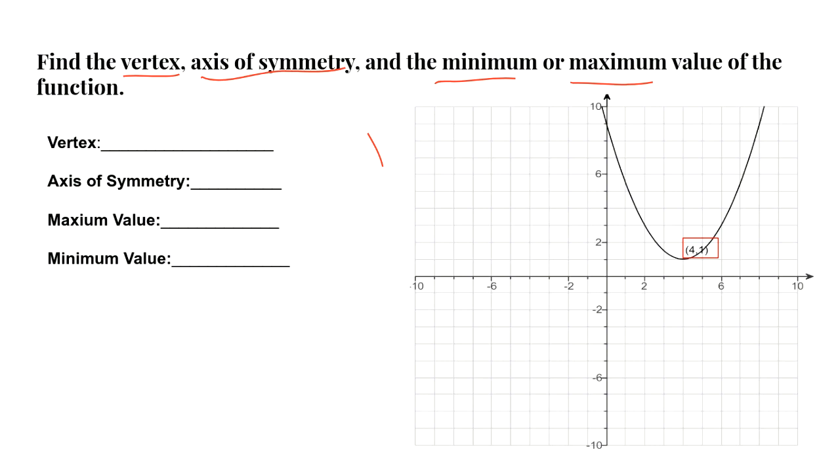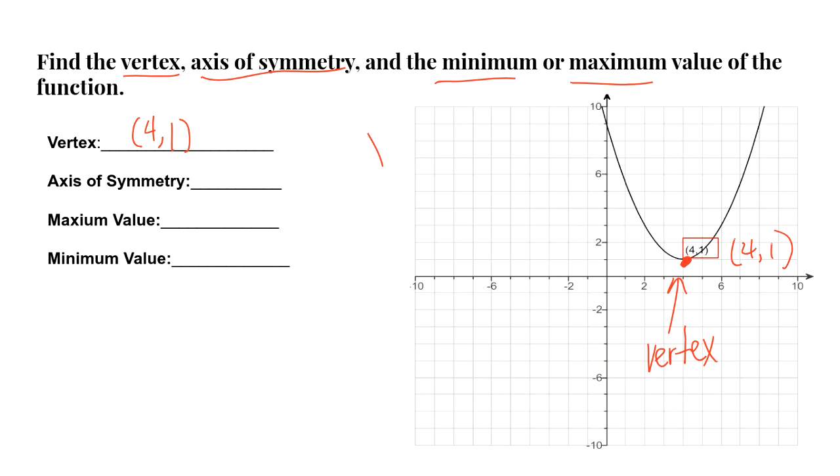So the vertex is your lowest point. If you can see it here, it is 4, 1. So here is my vertex. And it's either the highest or lowest point. So here is the lowest point. So my vertex is 4, 1. That's given, so that's nice. We just look at the graph and pull the vertex right from it.